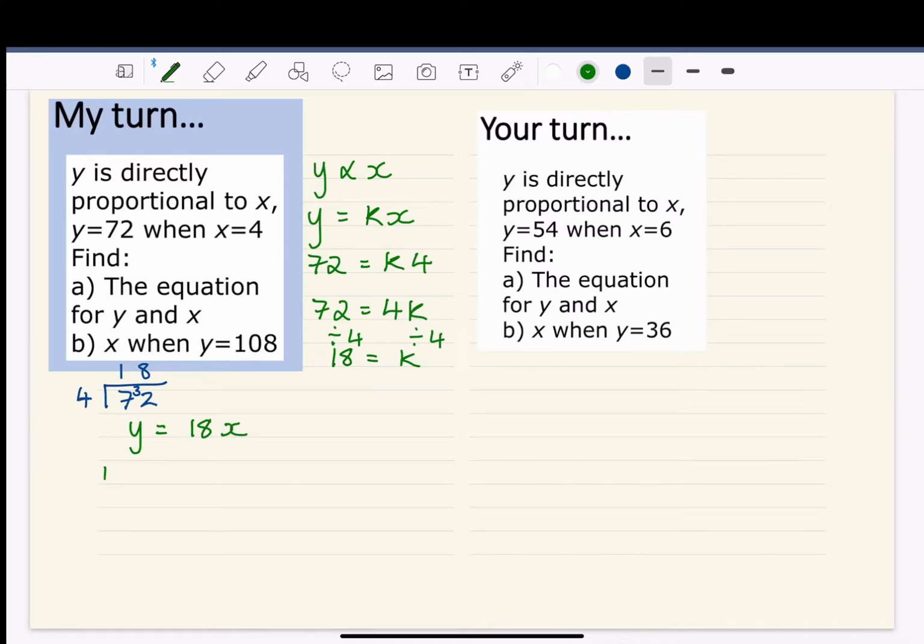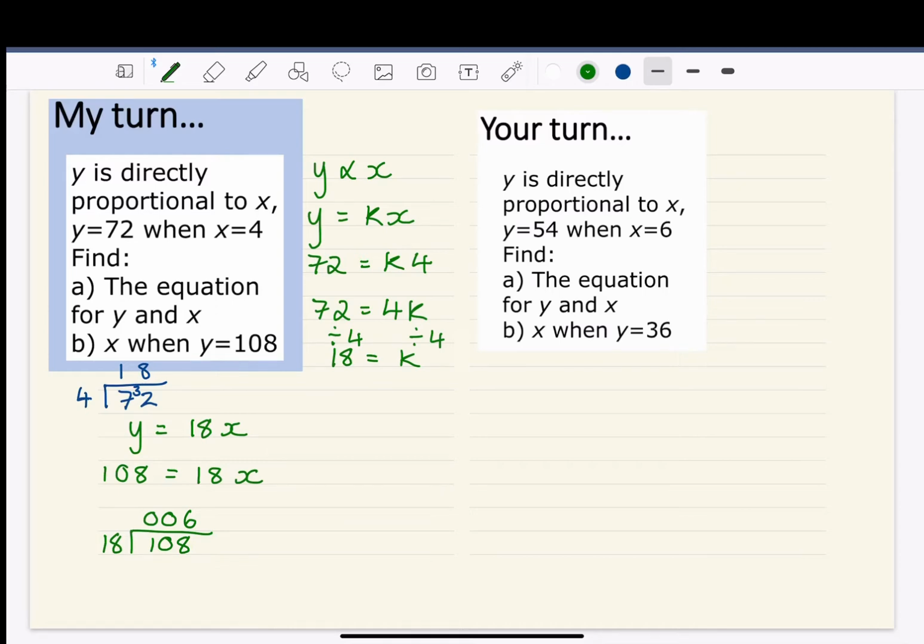I have 108 as my value for y, and I'm looking for my x value. The only difference here is that rather than think about what I need to multiply by, this time I'm going to divide and find x. So what I need to do is how many 18s are in 108. There are none in 1, none in 10, so I'm going straight to 108, which is actually just going to give me 6.